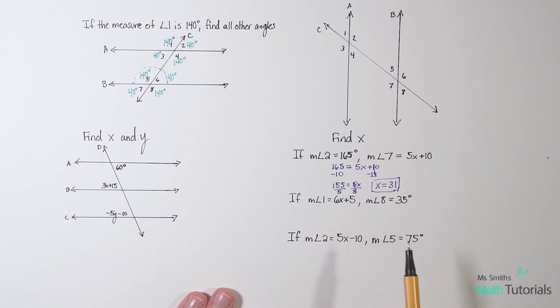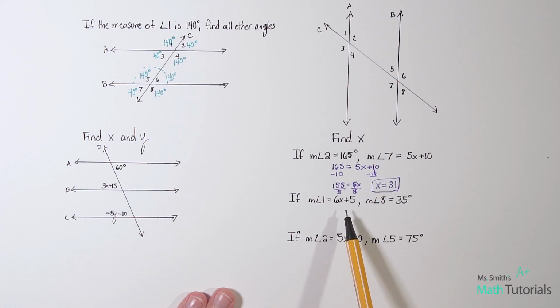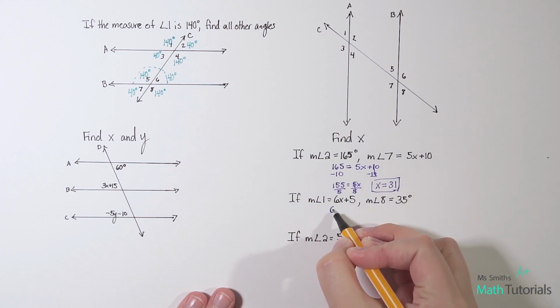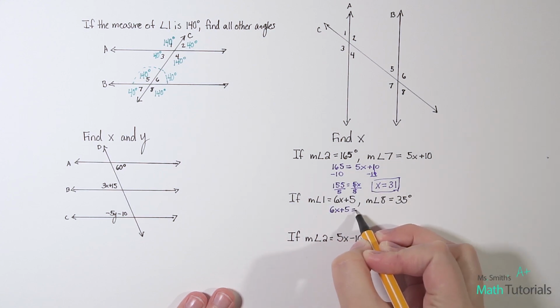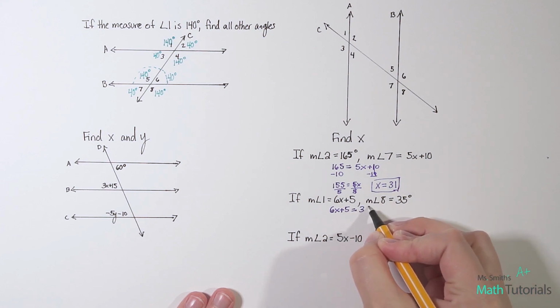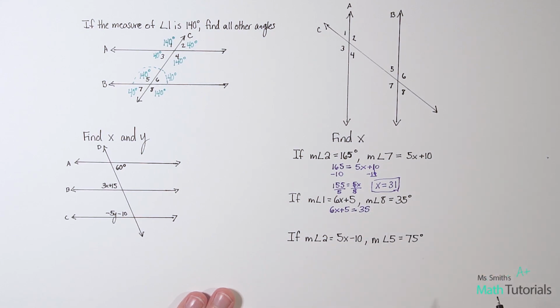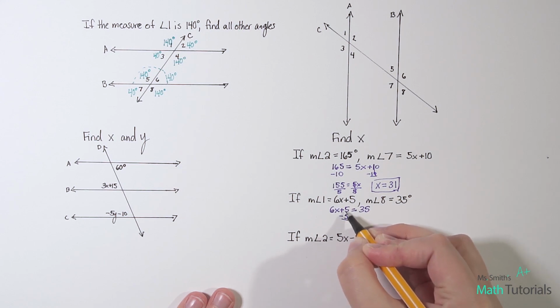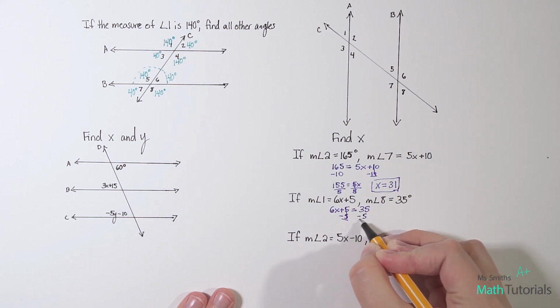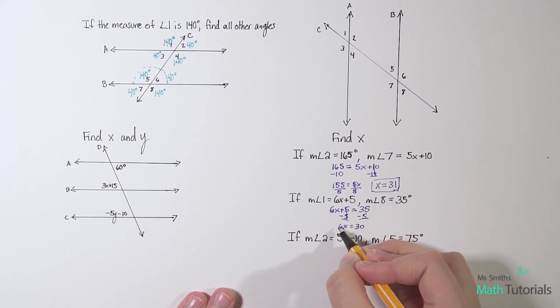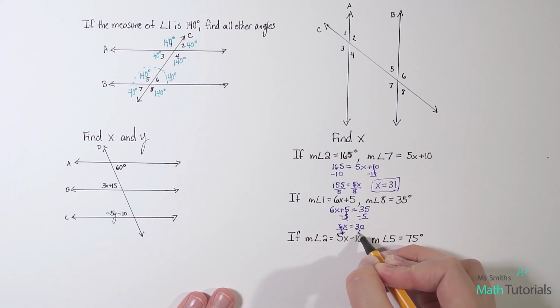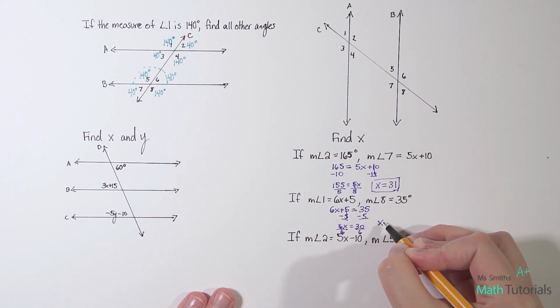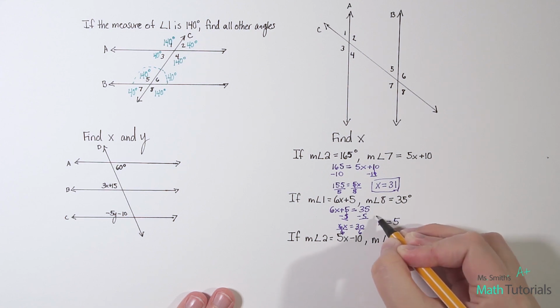They're on the exterior, the outside. So to solve this, I know that alternate exterior angles are congruent to each other. They're equal. So I can set 6x plus 5 equal to 35. And let's solve for x. So I'd want to subtract 5 from both sides, and I would get 6x equals 30. We'll divide by 6, and we get x equals 5.